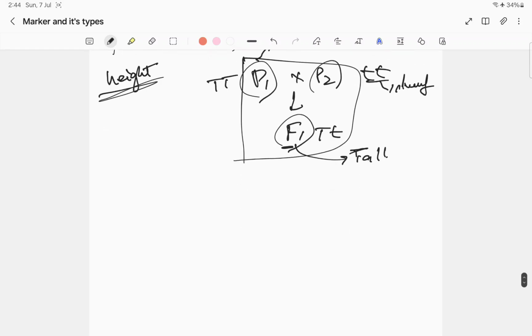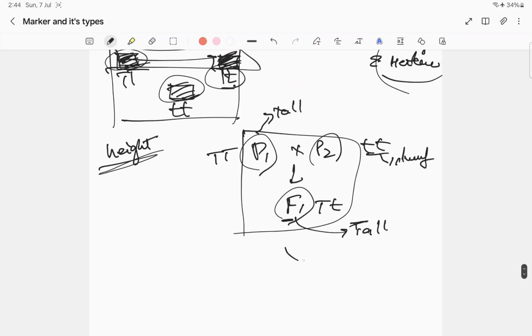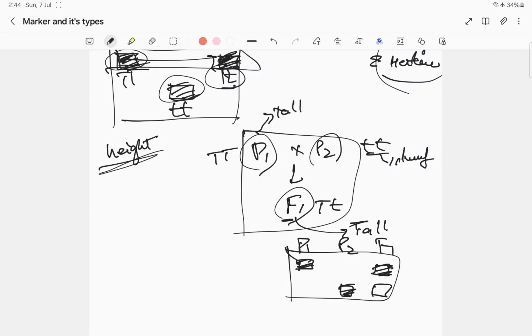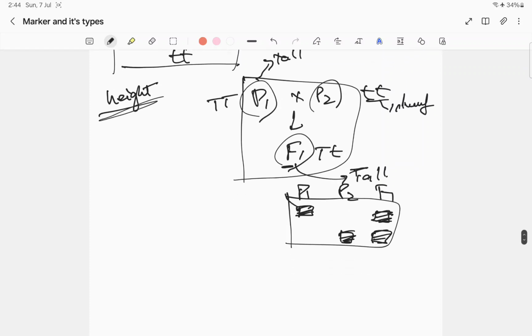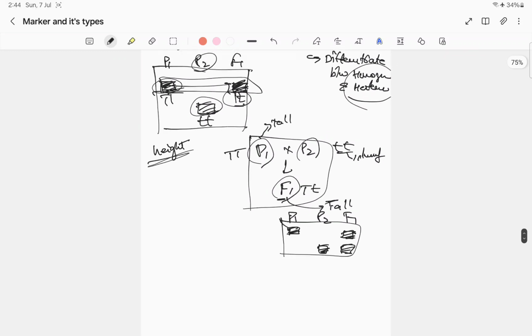Now we will understand the codominant marker. In this same codominant marker, we will take the same P1, P2 and F1. P1 has banding here, P2 has banding here. The F1 will have banding at both the places. This is a codominant marker. Examples of codominant markers are RFLP, STR, SSR.